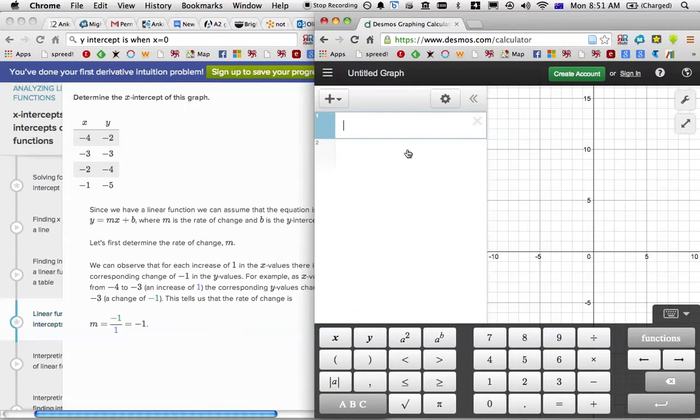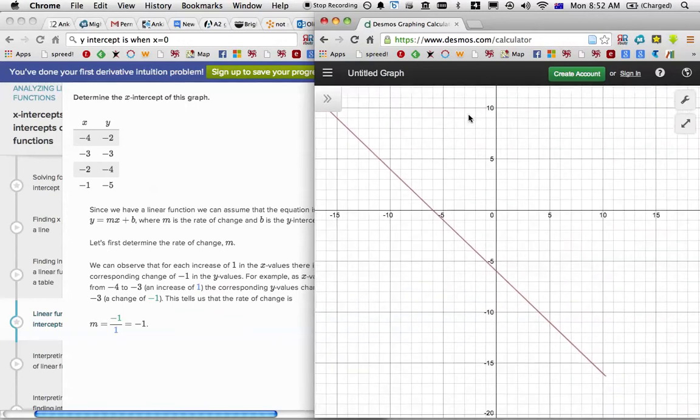Okay, so let's just say y equals, so the slope's -1. Let me just have a think for a second. So y is starting at -2, it's decreasing. So let's go y equals -1x minus 6. Okay. So say the graph looks something like this.